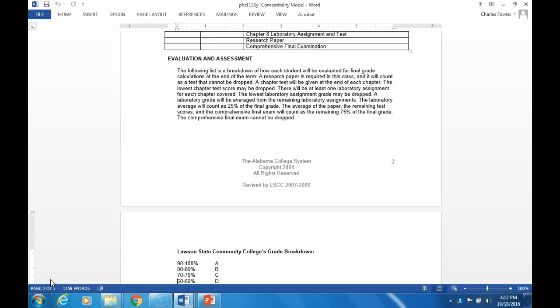So here's how I do the lab assignments. Every lab assignment is 25 points. Every one is 25 points, okay? And then the lab average will count as 25% of your final grade. Now, where did that come from? If you remember back on page 1, 3 theory credit hours, 1 lab credit hour. So 1/4 of your credit hours is from the lab, so I figure 1/4 of your grade should be from the lab.